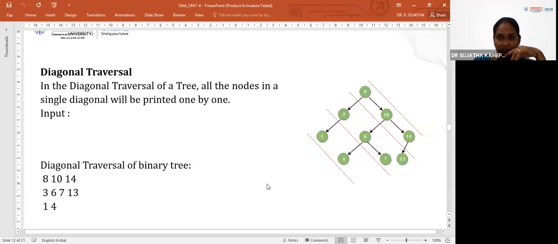So I hope that you all understood all tree traversal techniques. Those tree traversal techniques are in-order traversal, pre-order traversal, post-order traversal, boundary traversal, and diagonal traversal.